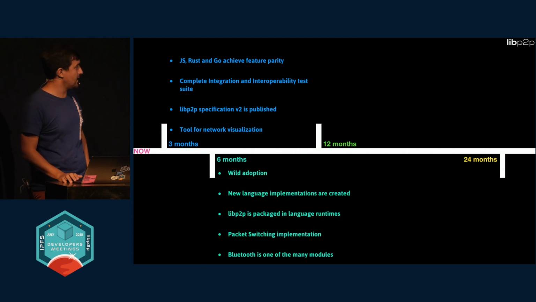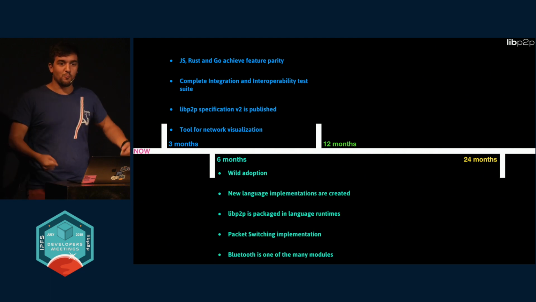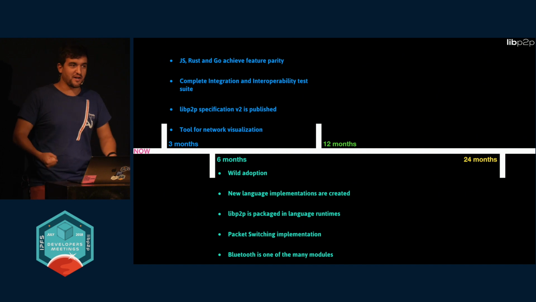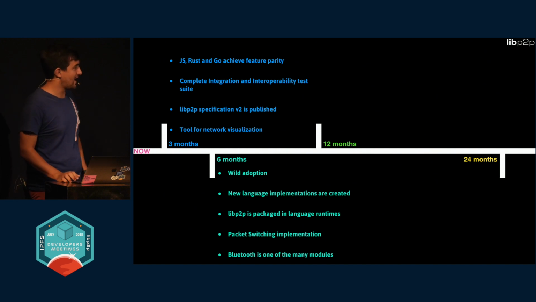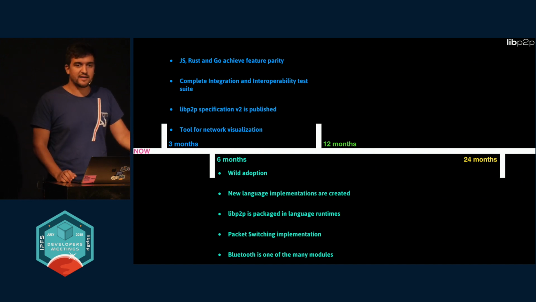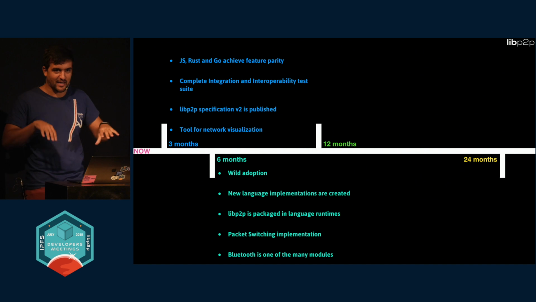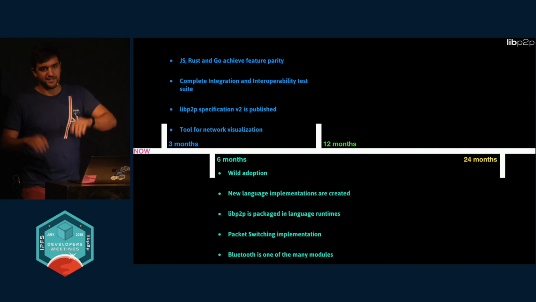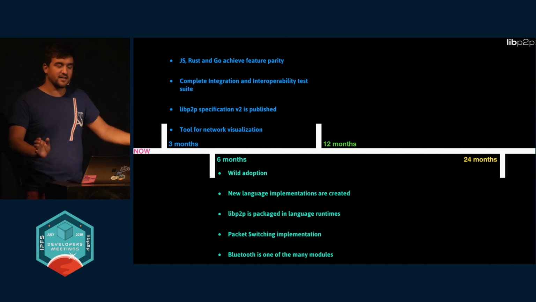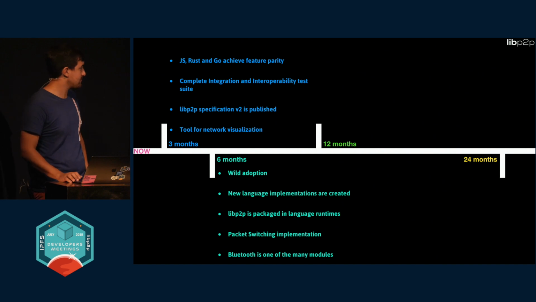In 6 months: wide adoption. We want way more people to use libp2p, try it out, check it out, and build a lot of apps with it. We want to see more language implementations. Ideally, libp2p should get packaged in language runtimes. Imagine just getting your Python, your Go, your JS, and just doing require libp2p, and it's there without having to install anything.